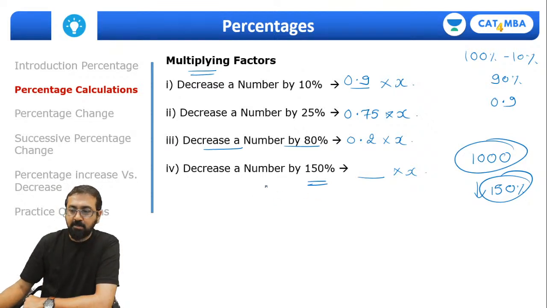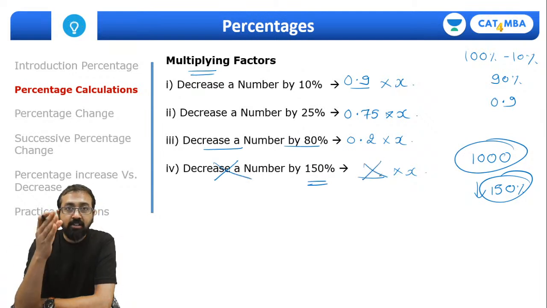Guys, is it possible? No, it's not possible. You can't decrease a number by 150%. You can't reduce a number by more than 100%.